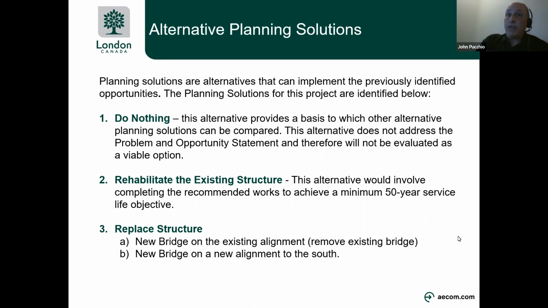So essentially, we're looking at these 3 alternatives. Both alternatives 2 and 3 will address the problem statement and reflect the city's commitment to safe and integrated facilities for all users, including pedestrians, cyclists, and vehicles. So let's explore each of those alternatives a little bit further in the next number of slides.